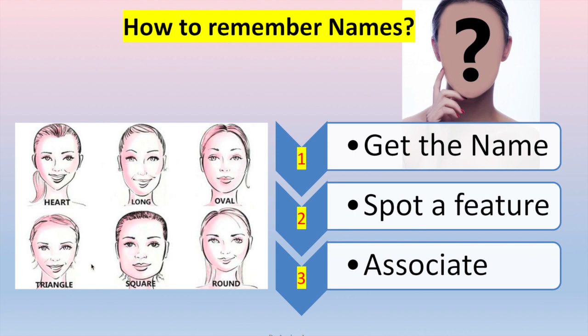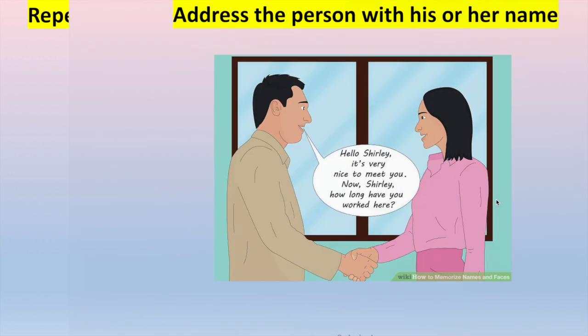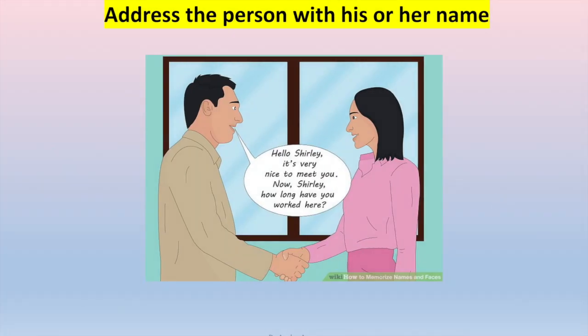You will notice that every face has some kind of a different feature. Just spot that and connect the name with that feature. Repeat the name mentally and strengthen the association. Address the person with his or her name. This is not just one way of learning the name, but also a part of good etiquettes, because whenever you call a person by his or her name, the connection becomes strong.